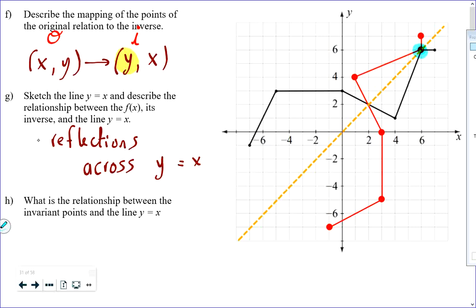So they lie on y equals x. Are there any other invariant points? Yeah, there's one right here.